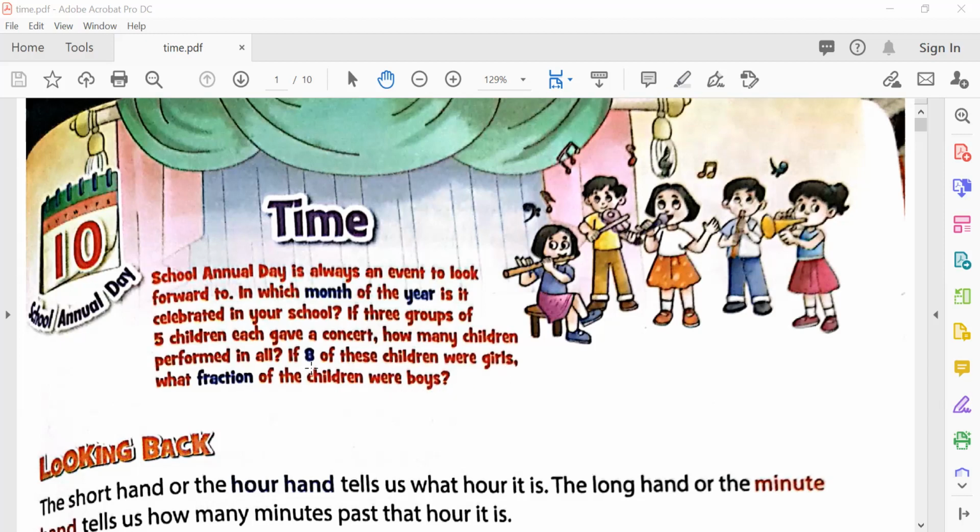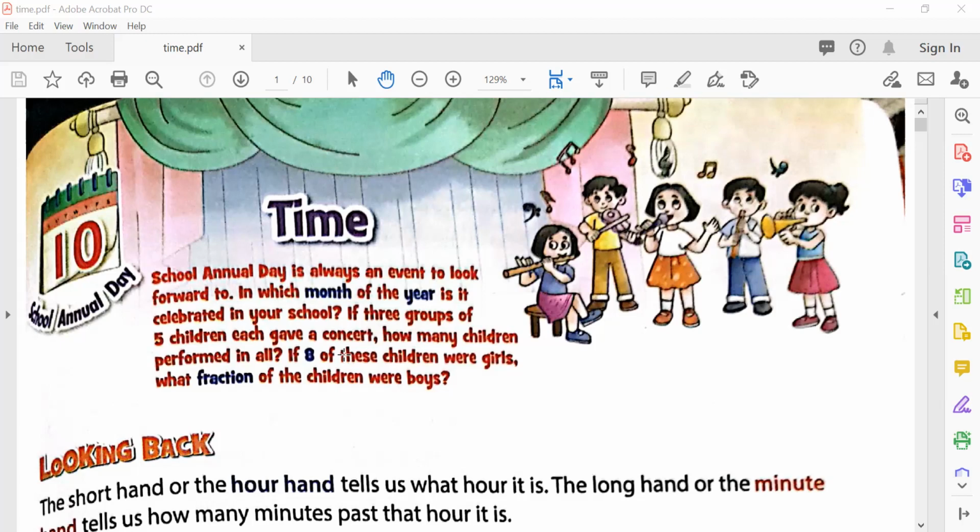So if eight were girls, how many were boys out of 15? What will you do? I'll minus. Yes, so how much will the answer be? 9, 10, 11, 12, 13, 14, 15. The 7 will come. So how many total were there? 15. So what will be the fraction? 7 out of 15. Have you understood or not?